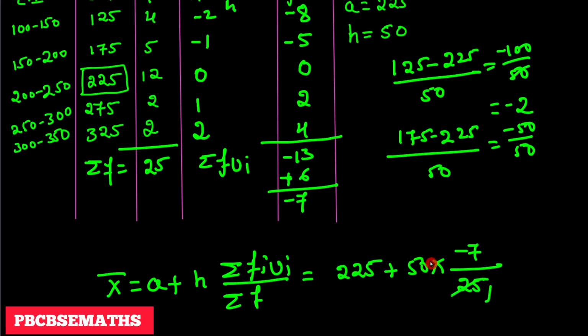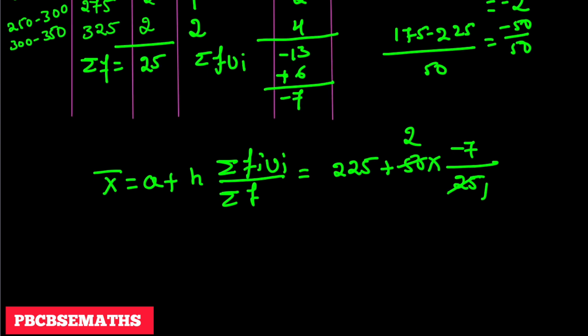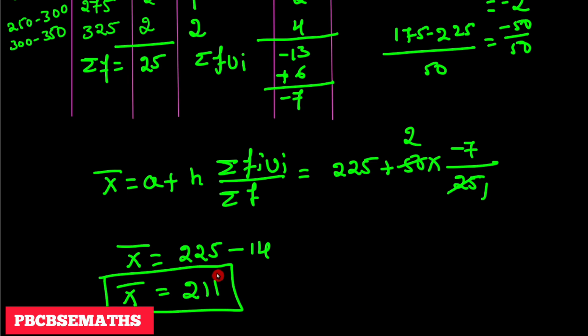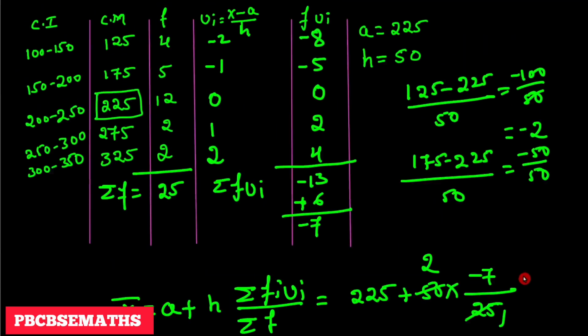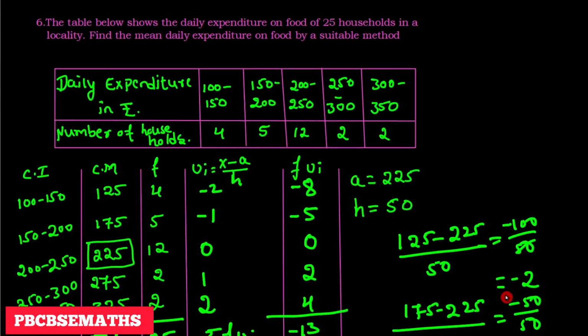So 25 ones are 25, twos are 50. Then we get the value of x bar as 225 plus, into minus gives us minus, 7 twos are 14. So 225 minus 14, that is 211. So the expenditure of every family is approximately 211. That is, the mean of this given data is 211.